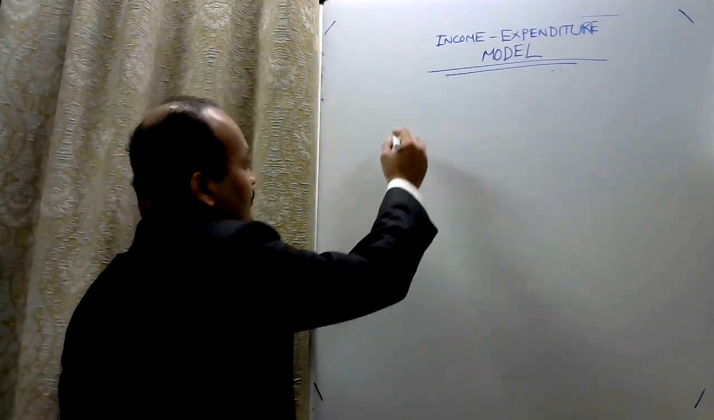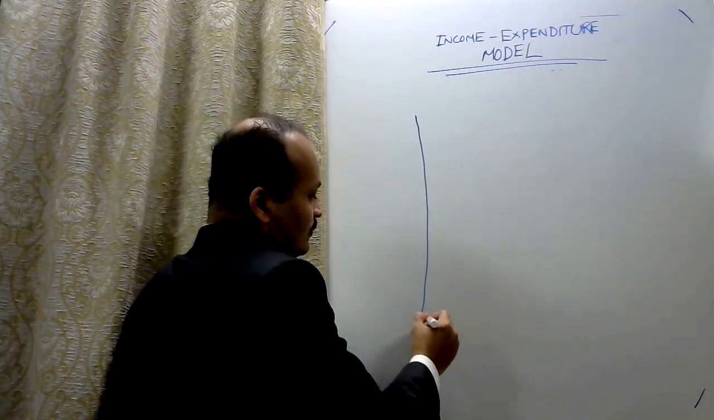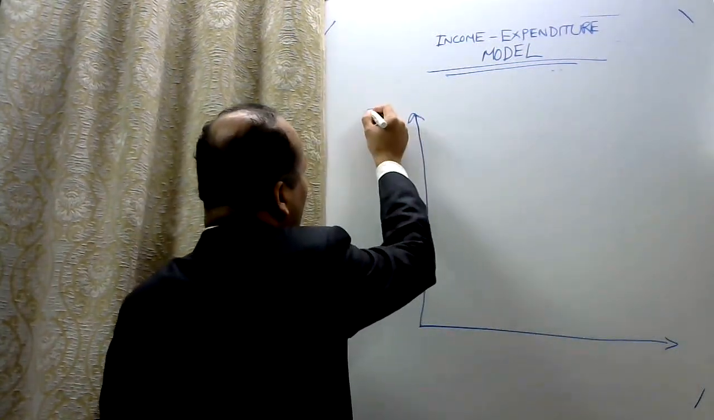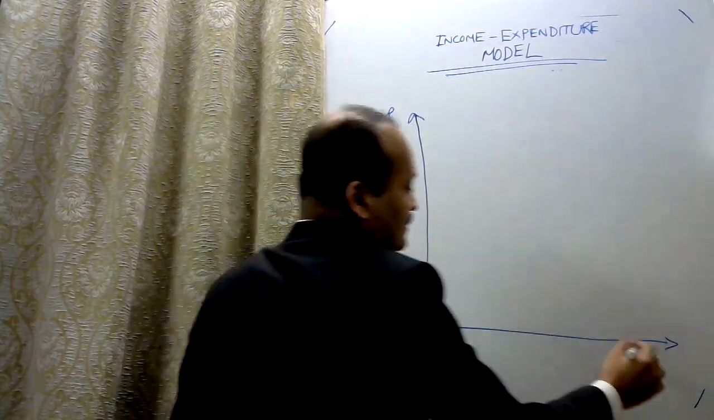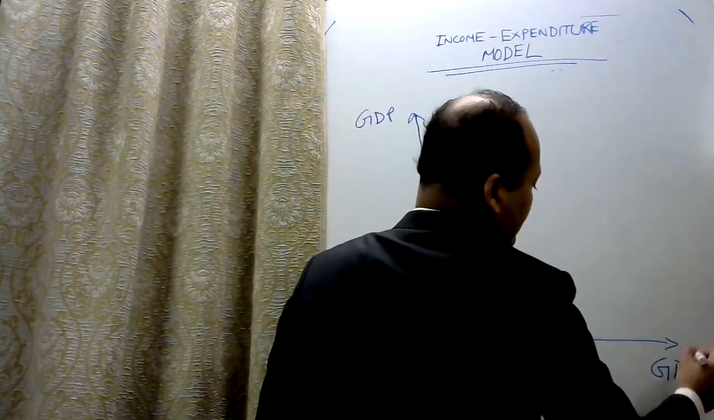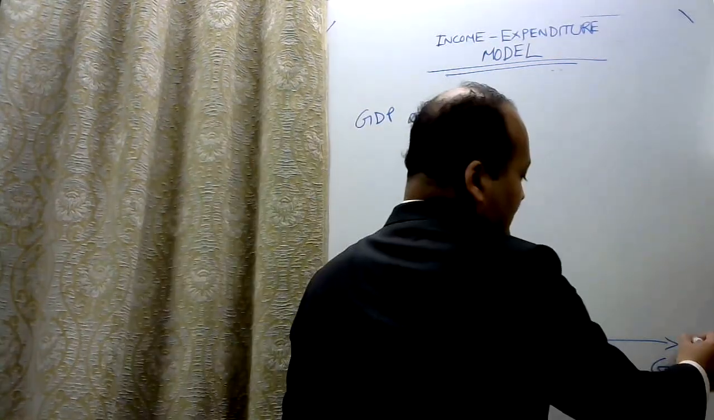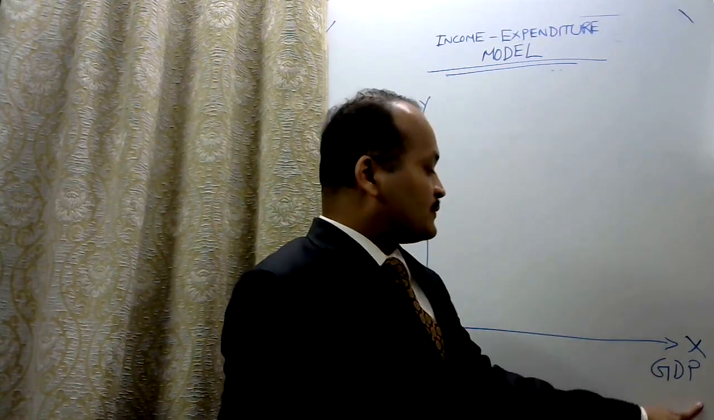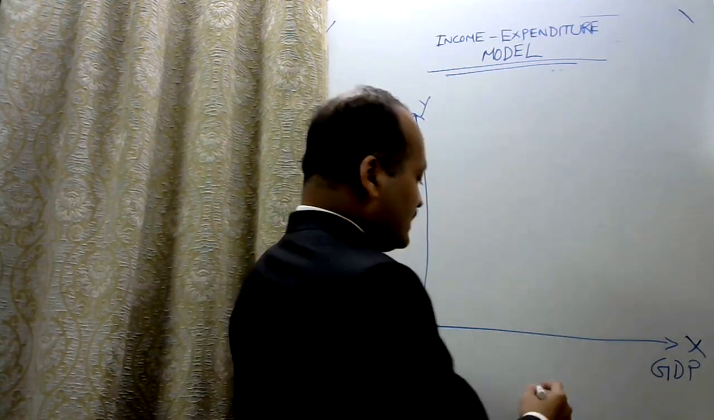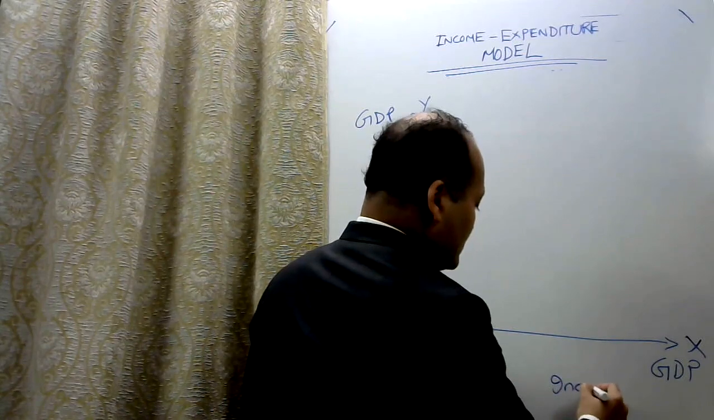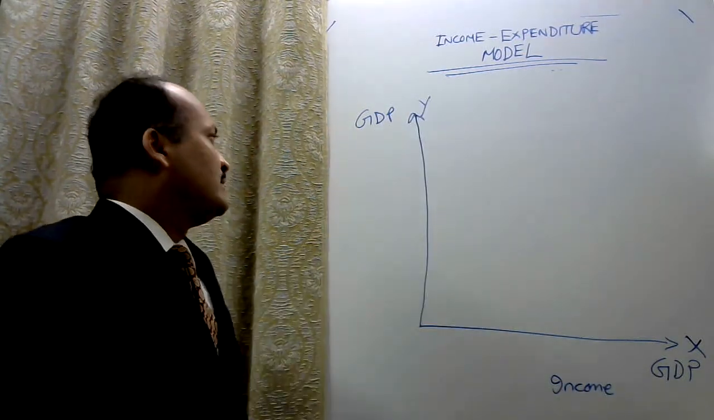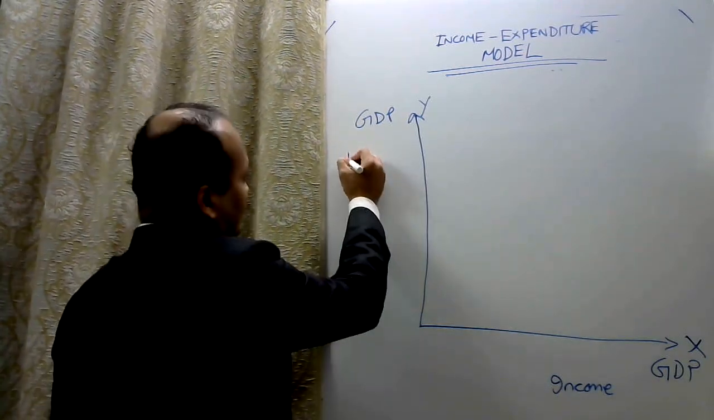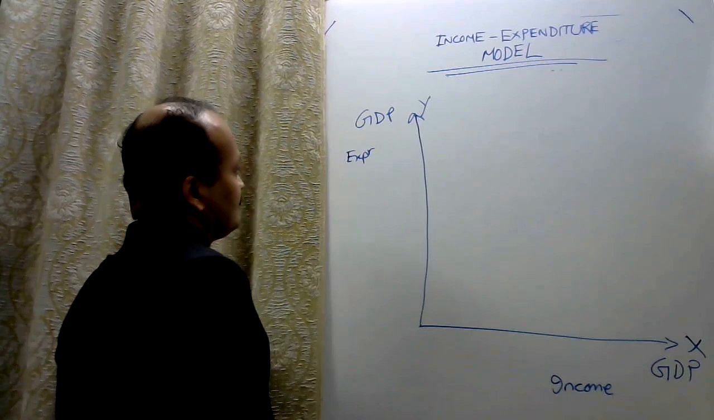Graphically, I am plotting the GDP both on the x-axis as well as on the y-axis. The x-axis represents the income perspective of GDP, or the total income in the economy, whereas the GDP on the y-axis indicates the GDP from the expenditure side.